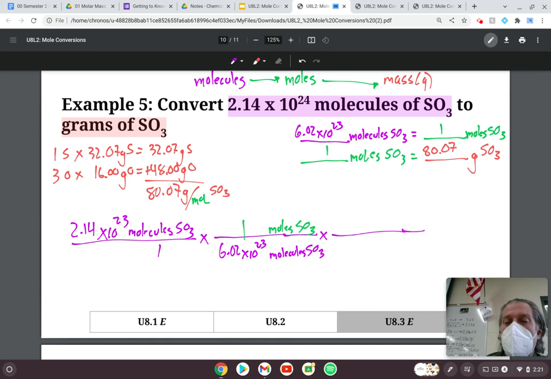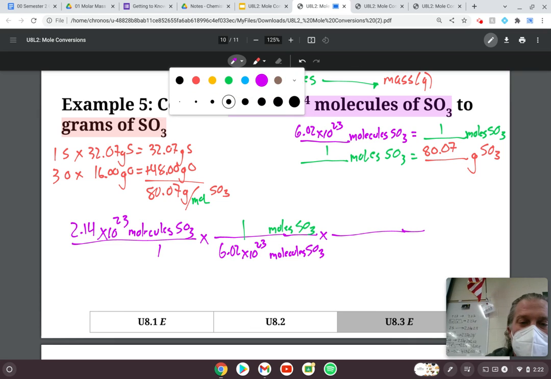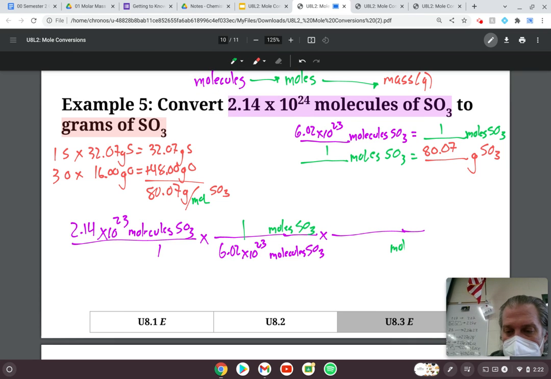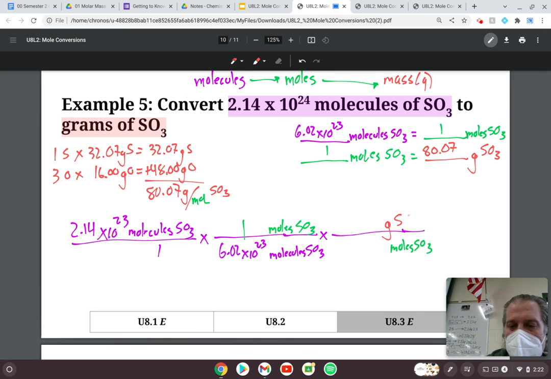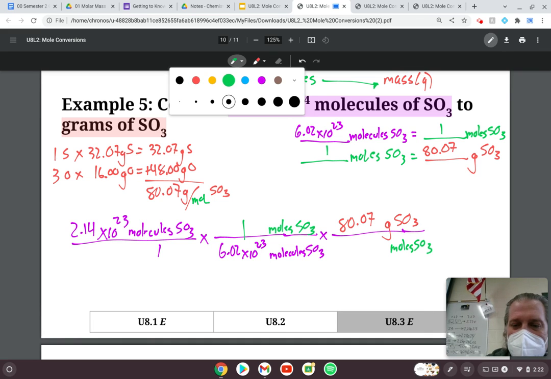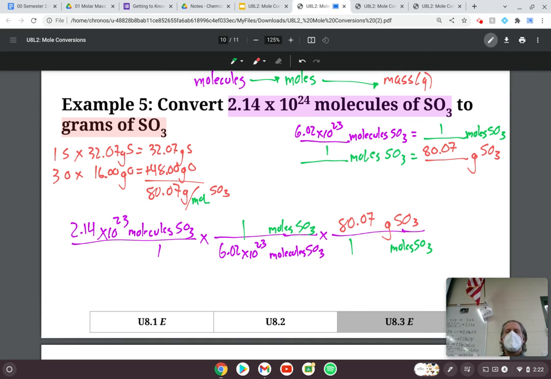I'm now going to go from moles to mass. And when I go from moles to mass, I'm going to put moles of SO3 on the bottom, and I'm going to put grams of SO3 on the top. We know that 80.07 grams of SO3 is equal to 1 mole of SO3. My units cancel. I'm going to grab my calculator. I'm going to do the math.